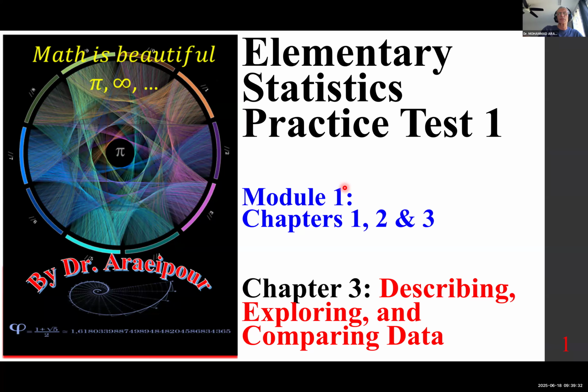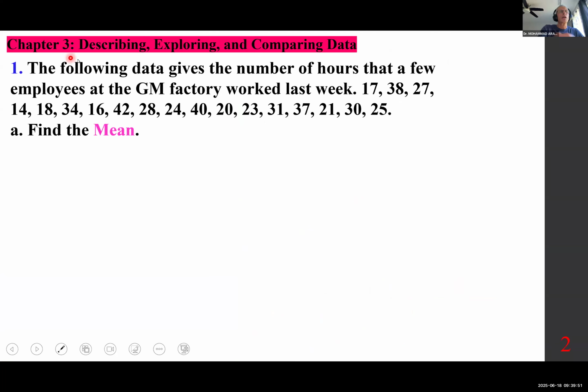Good morning, class. Here's Statistics, Module 1, Chapters 1, 2, 3. This is practice test number 1, everyone. So here's Chapter 3, Describing, Exploring, and Comparing Data.